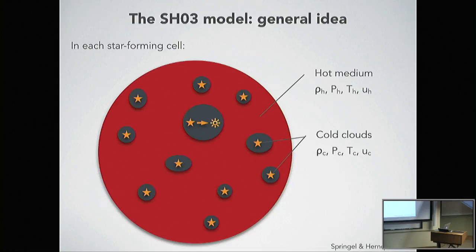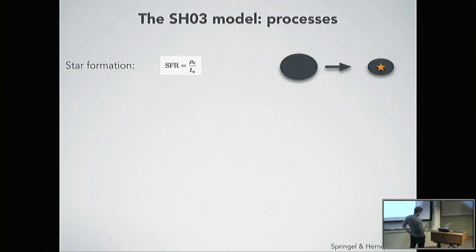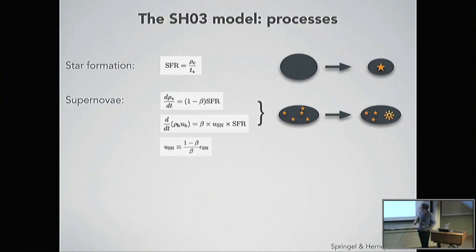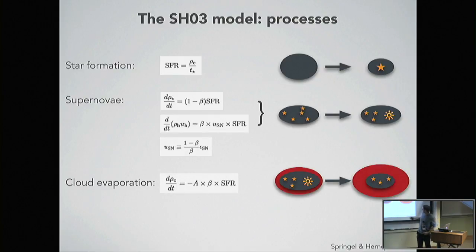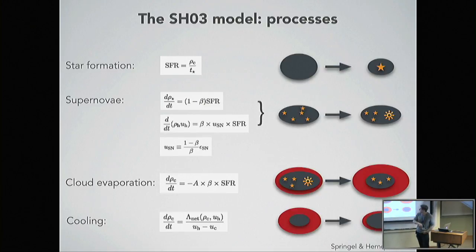It takes into account star formation. That's when you take cold gas and make stars. It takes into account supernovae. It takes into account cloud evaporation. So the supernovae heat cold gas to be hot gas. And it does the opposite when hot gas cools to become cold gas.